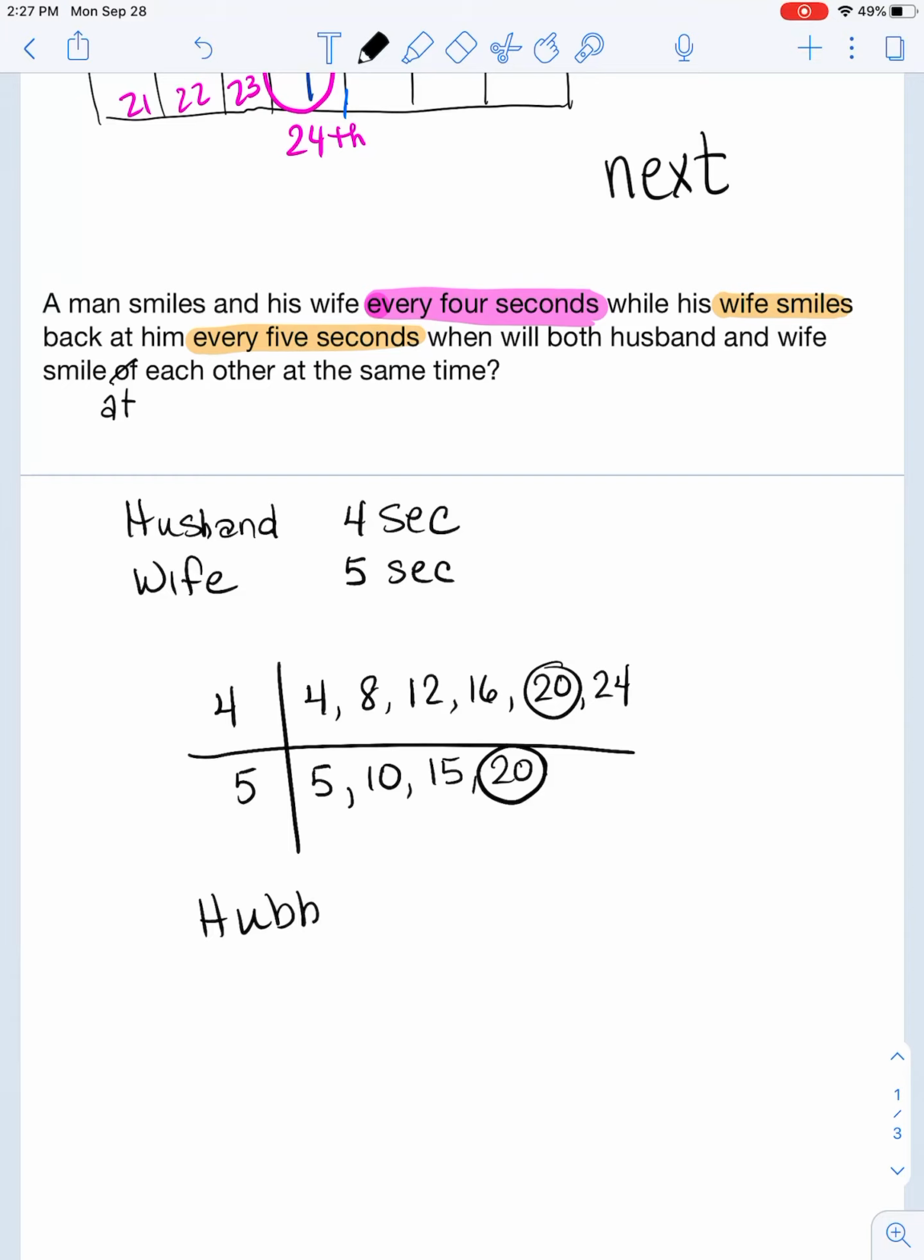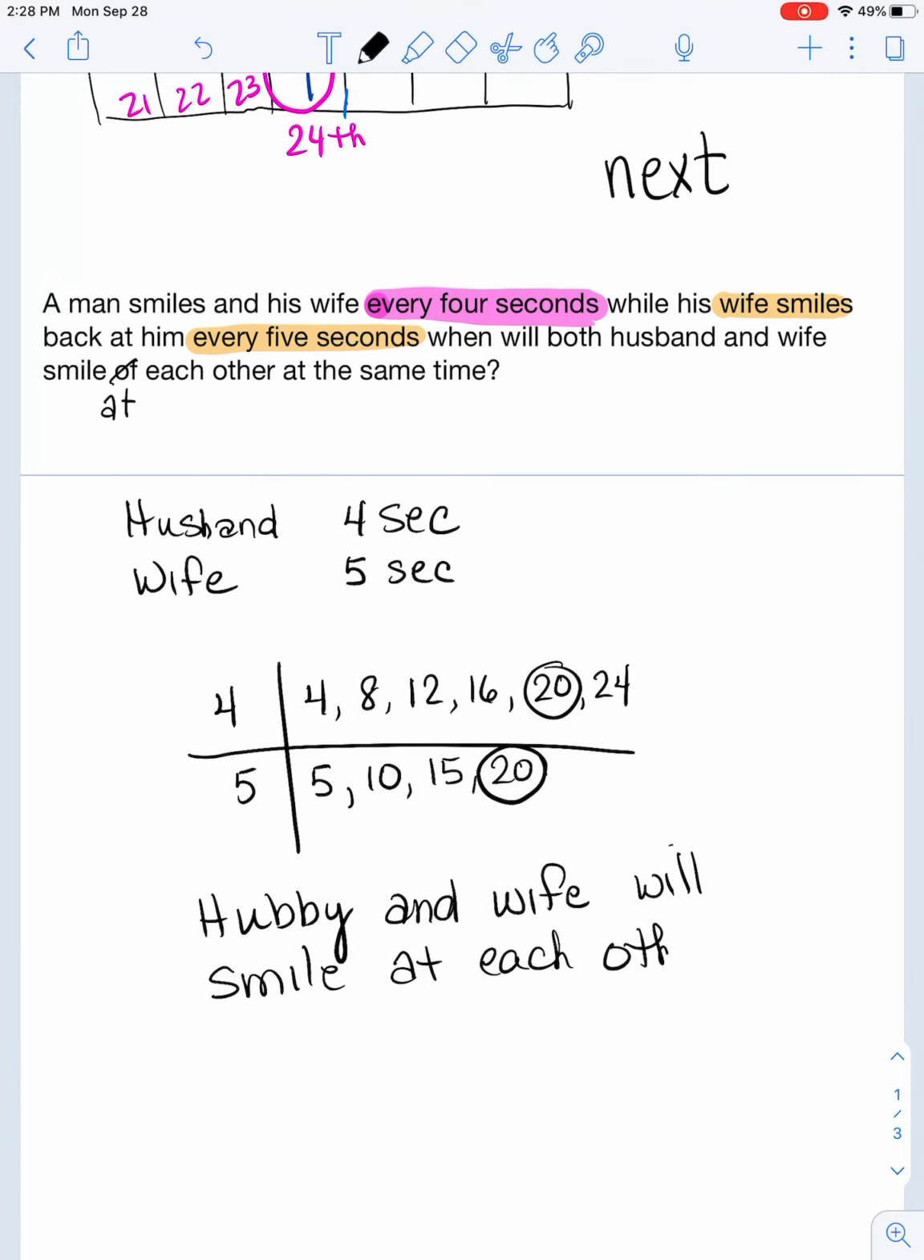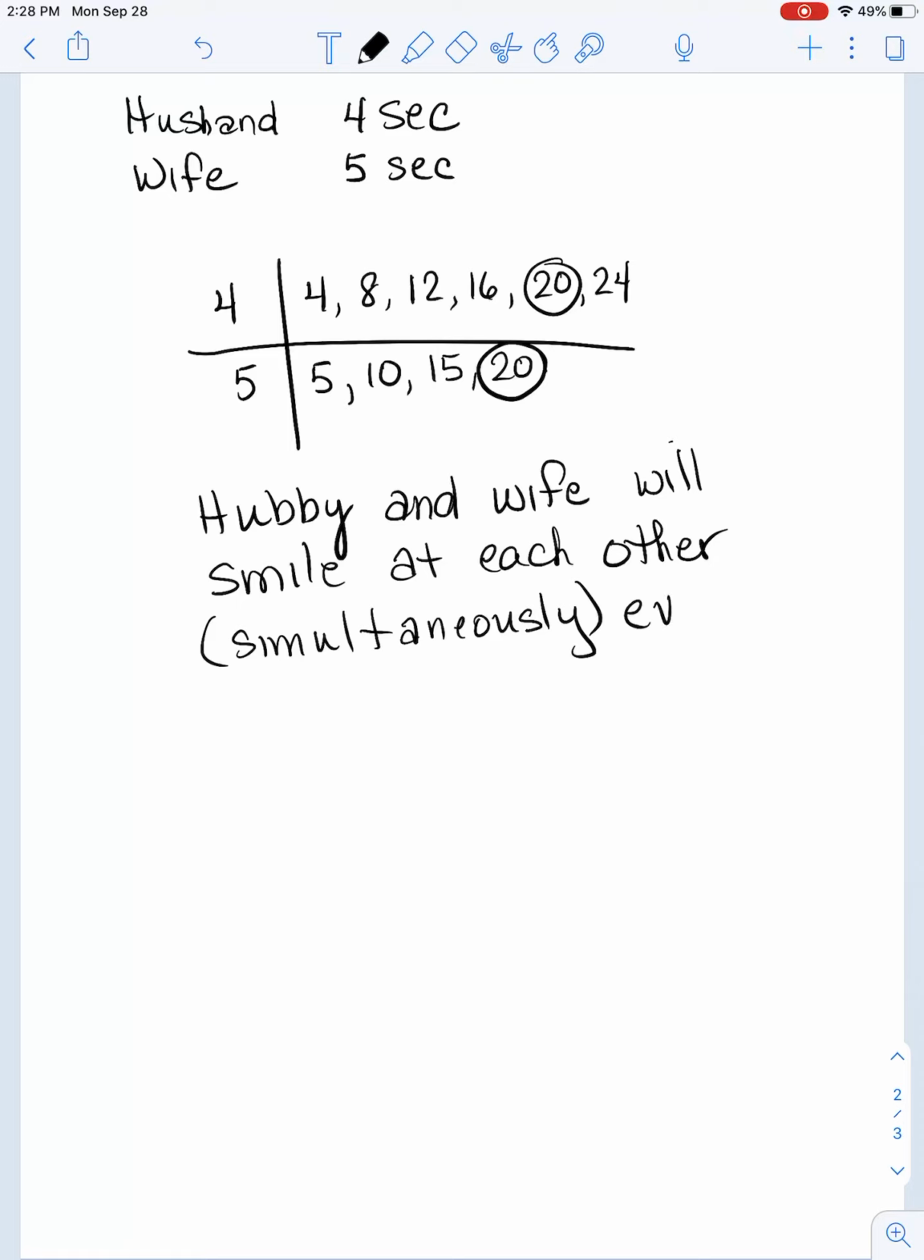And so hubby and wife will smile at each other simultaneously every 20 seconds. Okay, are there other ways of solving these problems?